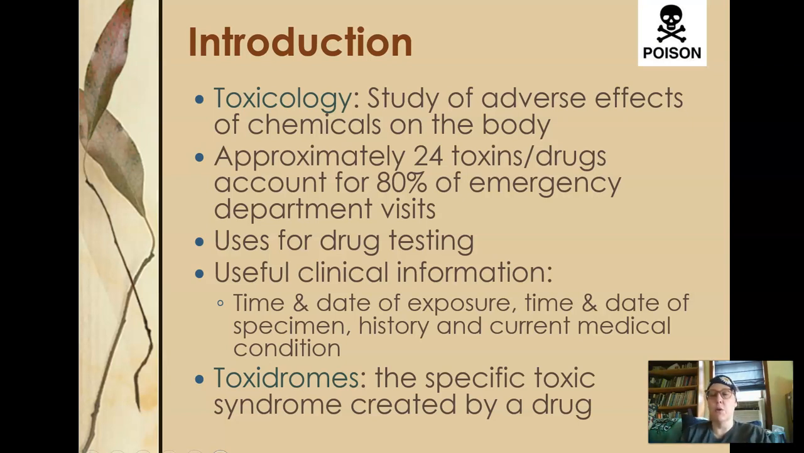Okay, toxidrome would be the signs and symptoms, if you will, collectively that most people would experience with an exposure to that specific toxin. So it could be something like nausea, vomiting, diarrhea, headache, or it could be skin rashes or something like that. So the combination of the signs and symptoms can point to the type of toxin if the toxin was unknown.